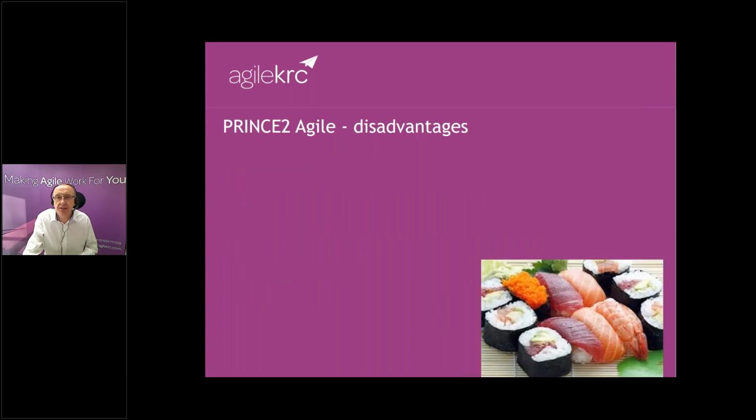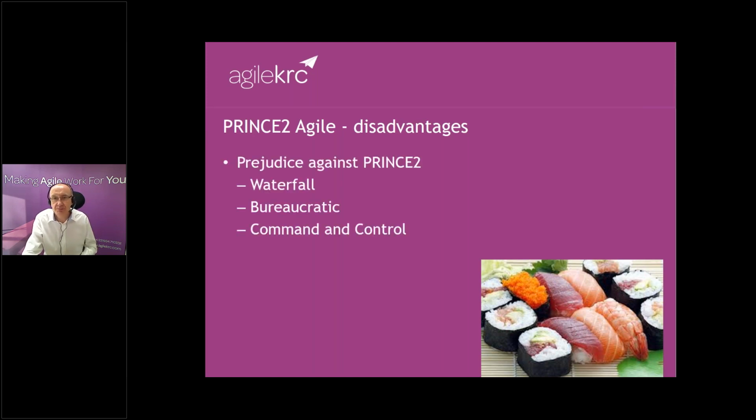Now, what are the disadvantages with PRINCE2 Agile? In a word, one of the biggest disadvantages is actually the word PRINCE2. A lot of people think it was created by the devil. They've had bad experiences with it. They see it as a waterfall approach, bureaucratic, command and control. But the truth is, it's only that way if you run it that way. Let's say you've been trained badly, or you've just got inexperienced project managers who didn't quite get it. There's nothing in PRINCE2 to say you do any of those things.